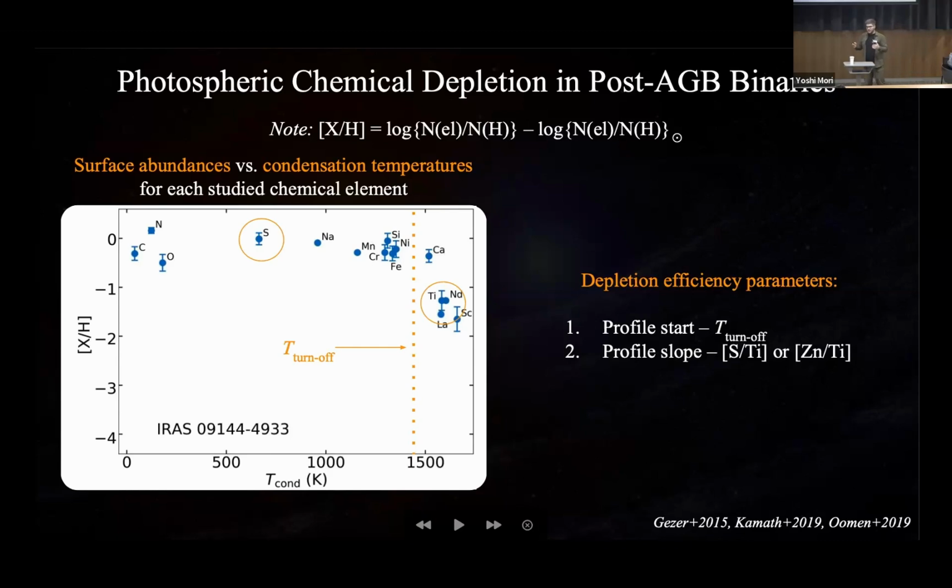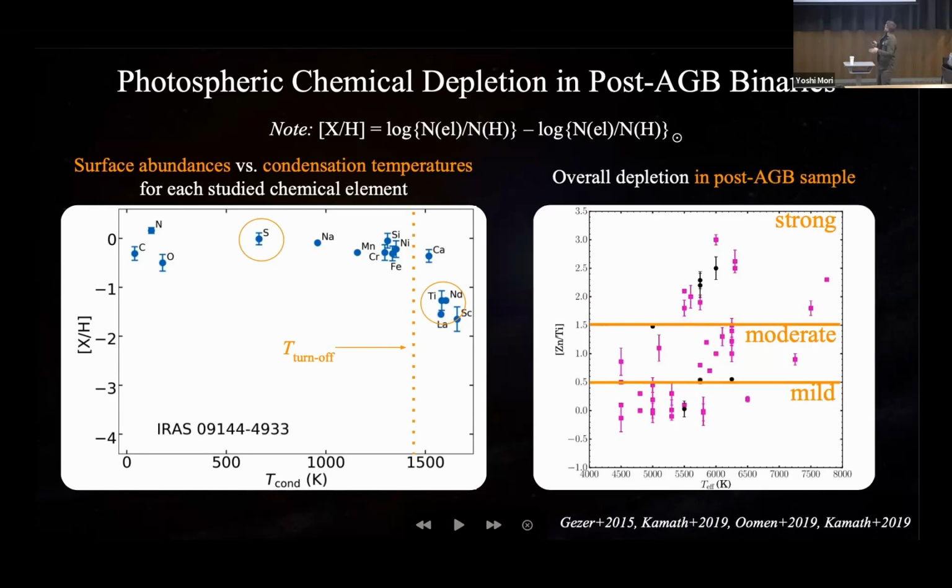So to track this break, there is the parameter called the turn-off temperature. And the slope of the depletion is usually tracked by the sulfur over titanium or zinc over titanium abundance ratio. We cannot see zinc in this plot, but it's very close to sulfur. And what I wanted to add here is that since these three elements share the nucleosynthetic origin, we expect the abundance ratios of sulfur over titanium and zinc over titanium to be close to zero in the absence of depletion. Overall, the post-AGB sample has zinc over titanium values going from virtually zero up to 3 dex.